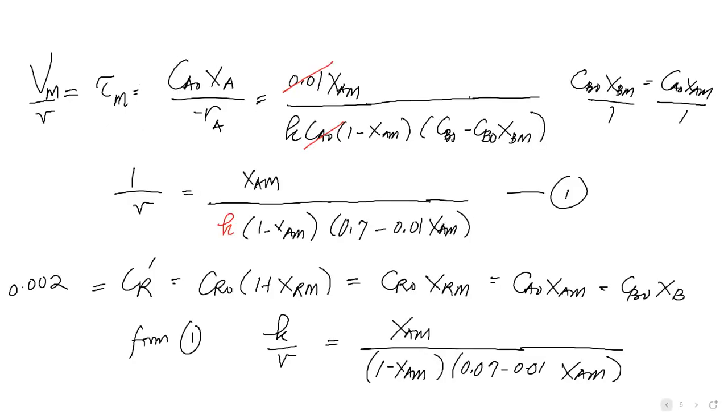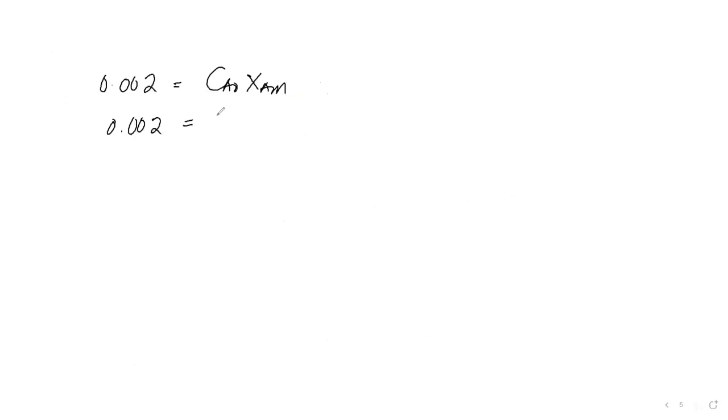So 0.002 is equal to CAO XAM. 0.002 is equal to our CAO. What's the value of our CAO? 0.01 XAM. So we will be getting the value of XAM in here. So our answer is 0.222.